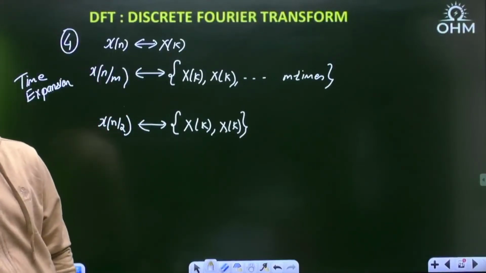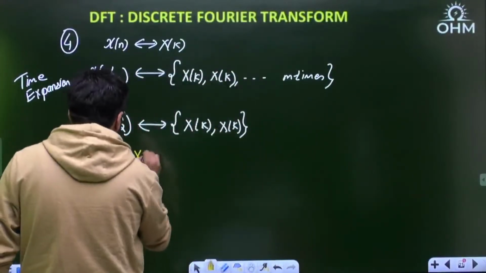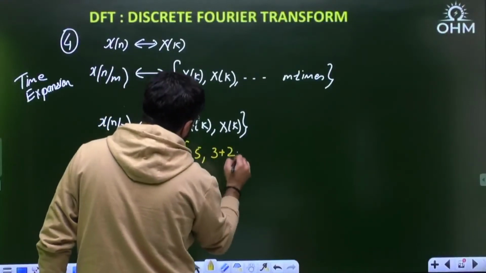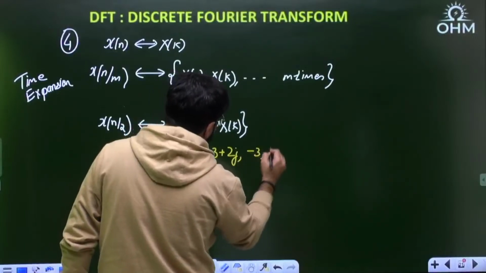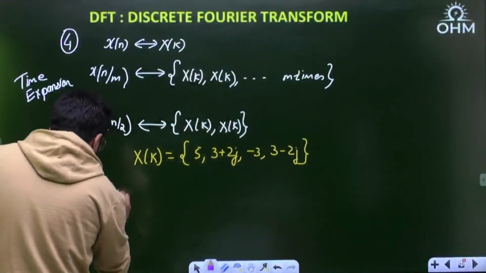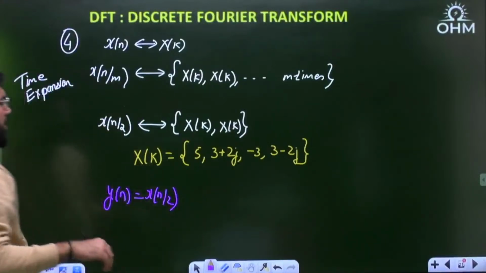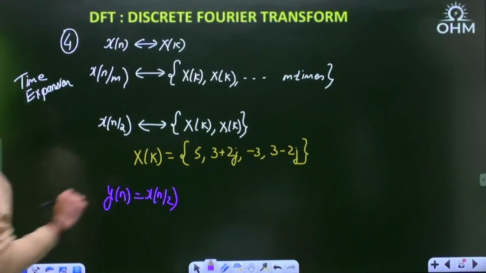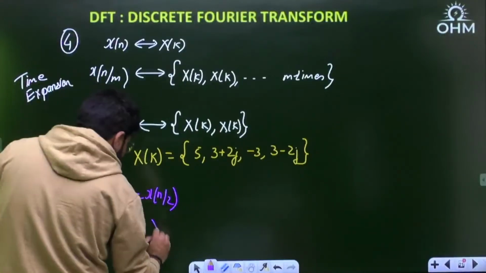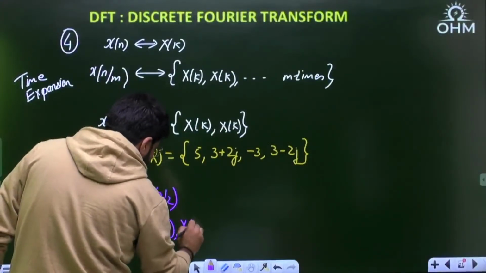Now let's understand with this question. So what do I have? I have already calculated X[k], that is 5, 3 plus 2j, minus 3 and 3 minus 2j. These are the calculated results. Now the question says that suppose y[n] is the signal x of n by 2, expansion. Then what is going to be Y[k]? It is nothing but X[k] replicated 2 times.